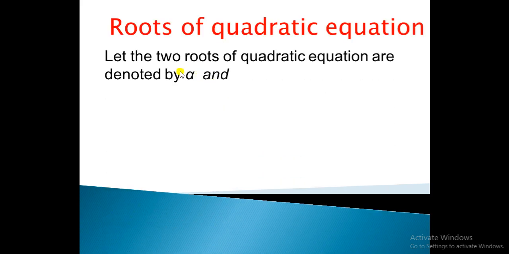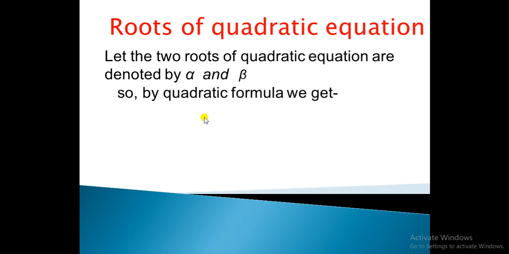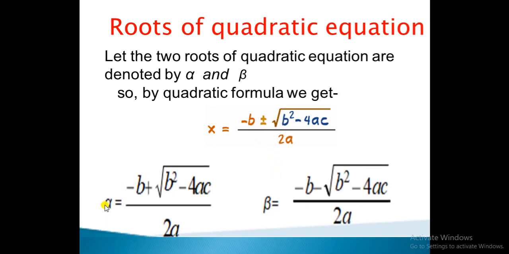Now roots of a quadratic equation. Since the equation is quadratic, it will have two roots. One of the roots be alpha and the other root be beta. So now when we take the quadratic formula, when we take the plus sign we get the value of alpha, and when we take the minus sign we get the value of beta. So let us see, alpha is equals to minus b plus under root b square minus 4ac upon 2a, and beta is equals to minus b minus under root b square minus 4ac upon 2a. So these are the two roots of the quadratic equation.